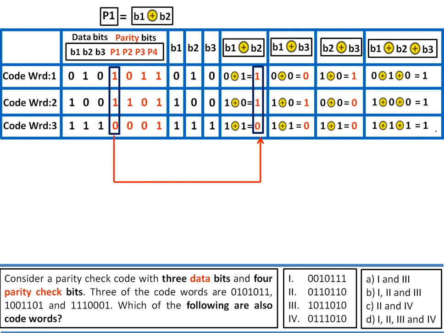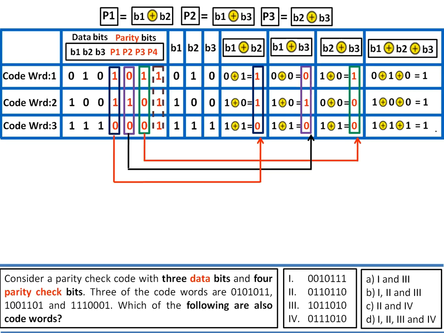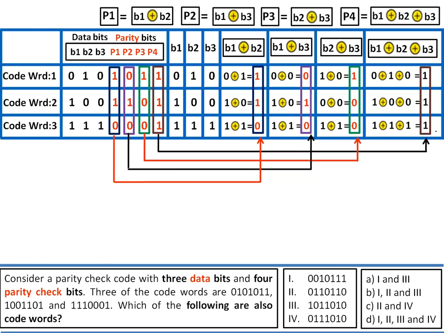P1 is equal to B1 XOR B2. P2 is equal to B2 XOR B1 XOR B3. P3 is equal to B2 XOR B3. P4 is equal to all XORs. That's it, guys. So you have to identify the combination on which it has been developed. Using 3 bits, we designed 4 bits. So which bits are used to compute the parity? Parity means XOR operation.